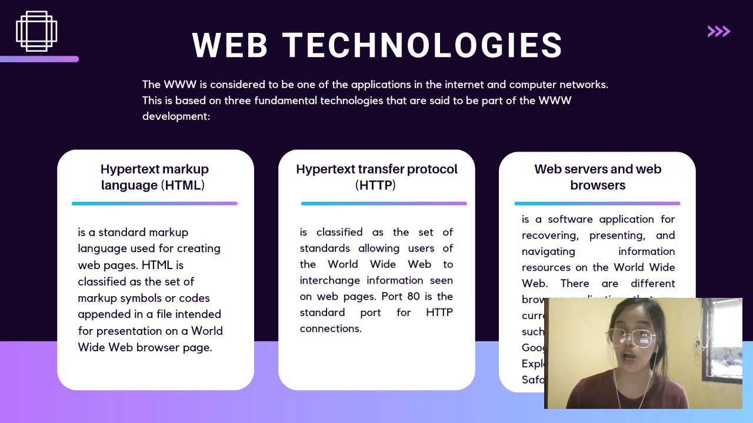So the WWW, or the World Wide Web, is considered to be one of the applications on the internet and computer networks. This is based on three fundamental technologies that are said to be part of the WWW development. First is the Hypertext Markup Language, or the HTML. So HTML is a standard markup language used for creating web pages. HTML is classified as the set of markup symbols or codes appended in a file intended for presentation on a World Wide Web browser page.